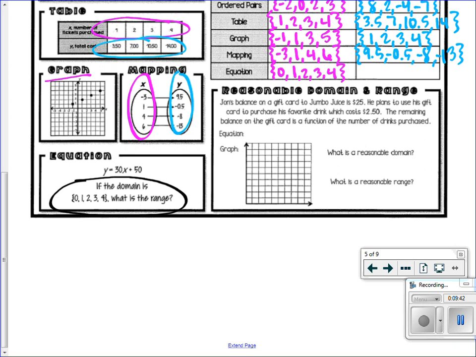How would you get the range values? Plug them in for x. Right, you've got to plug the numbers in for x. So 30 times 0 plus 50 is 50. 30 times 1 plus 50. So you're plugging in the domain values to get your range values.